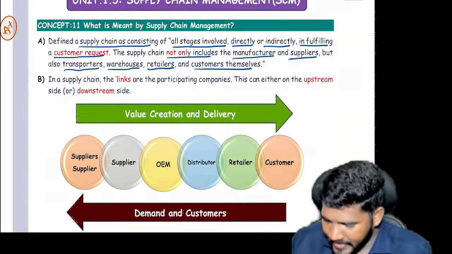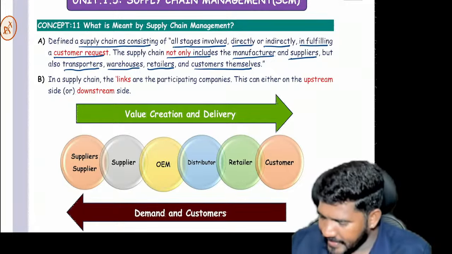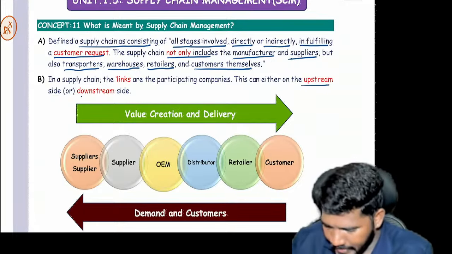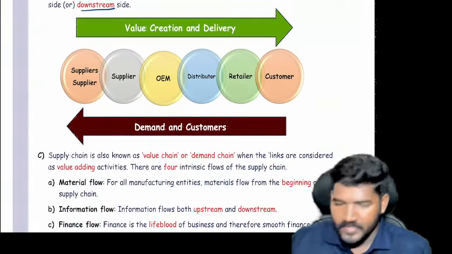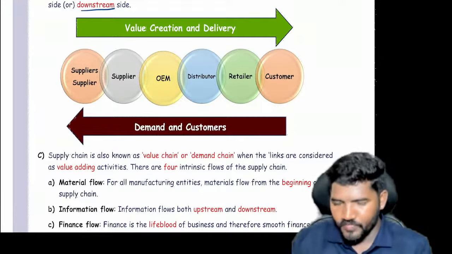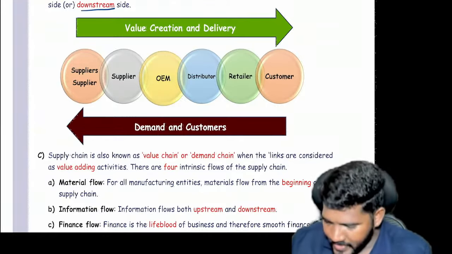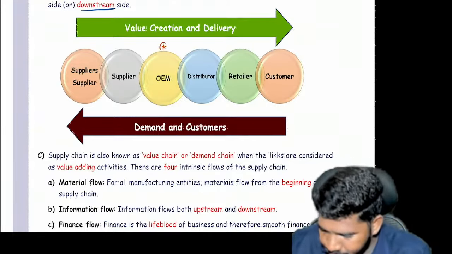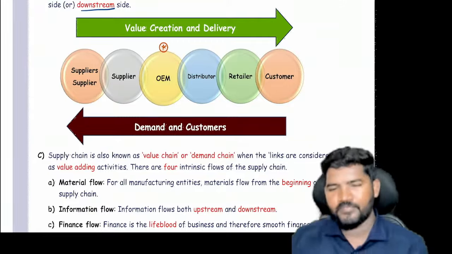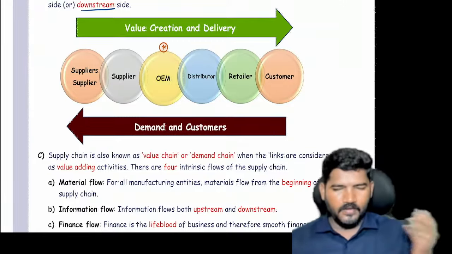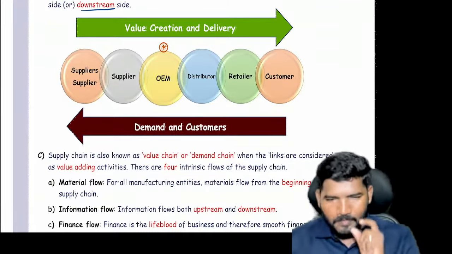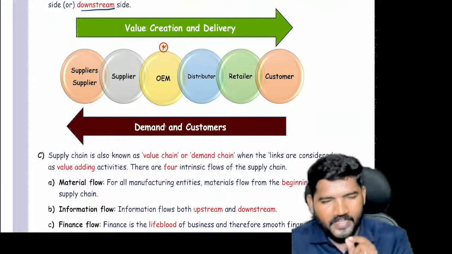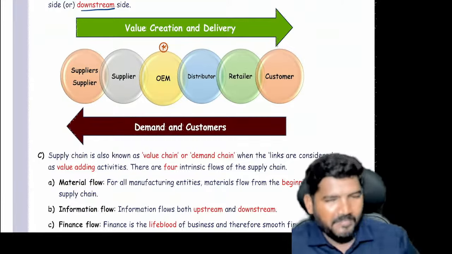In a supply chain, the links are participating companies. They can be either upstream or downstream. I will give clarity on upstream. So where do we start, sir? Generally, from an exam and knowledge point of view, it starts from the OEM. But from a theoretical point of view, it starts from the supplier, the person who provides raw material to the OEM.